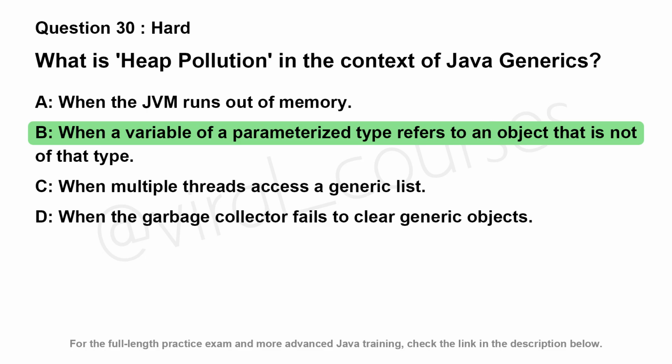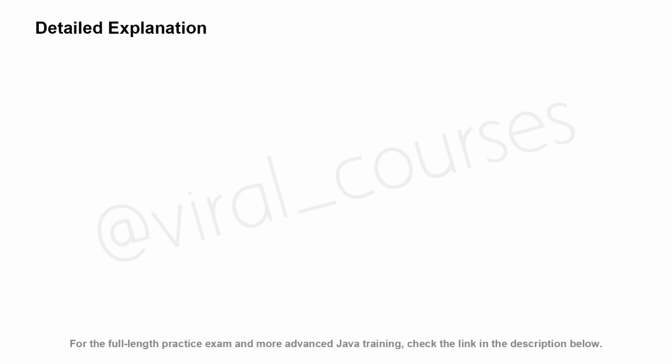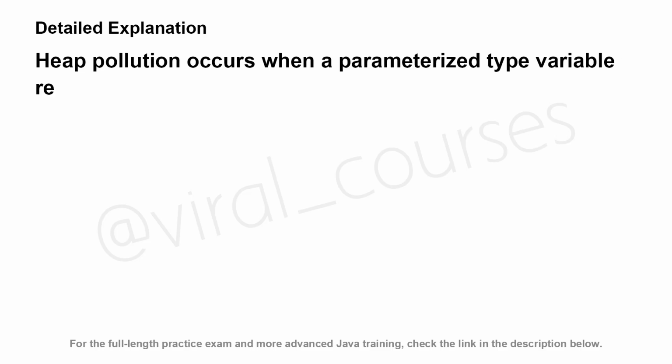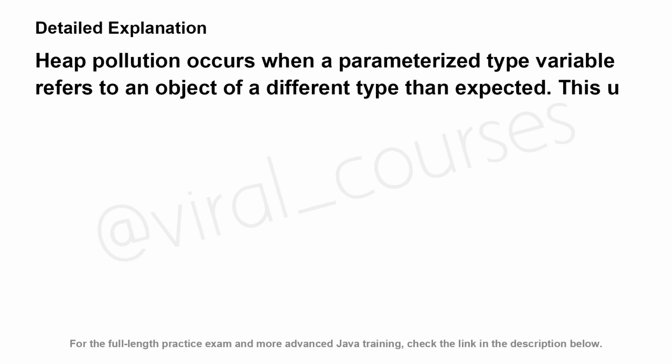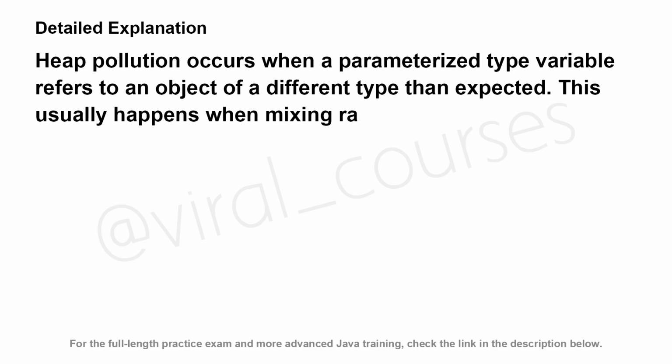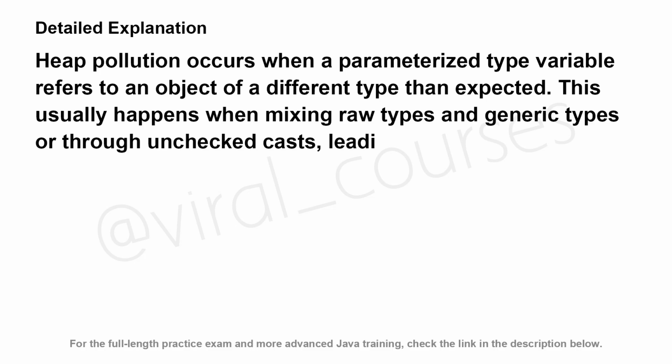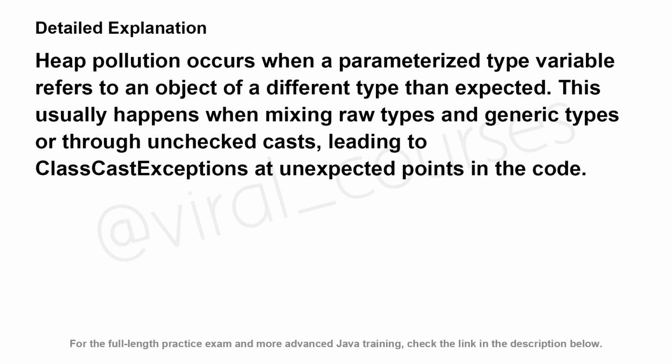The correct answer is B. Heap pollution occurs when a parameterized type variable refers to an object of a different type than expected. This usually happens when mixing raw types and generic types or through unchecked casts, leading to ClassCastExceptions at unexpected points in the code.